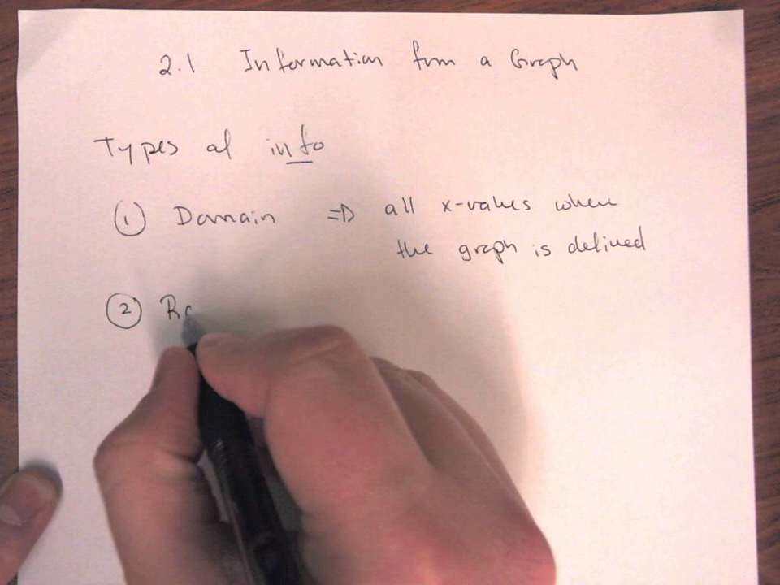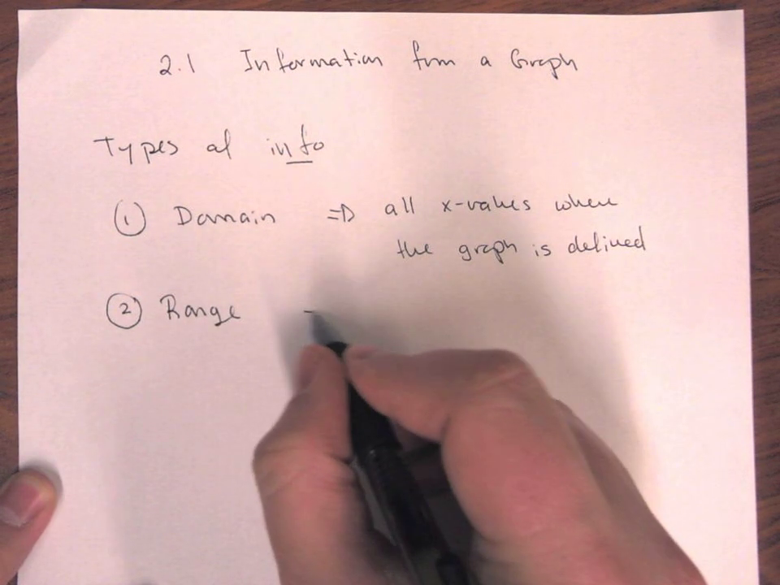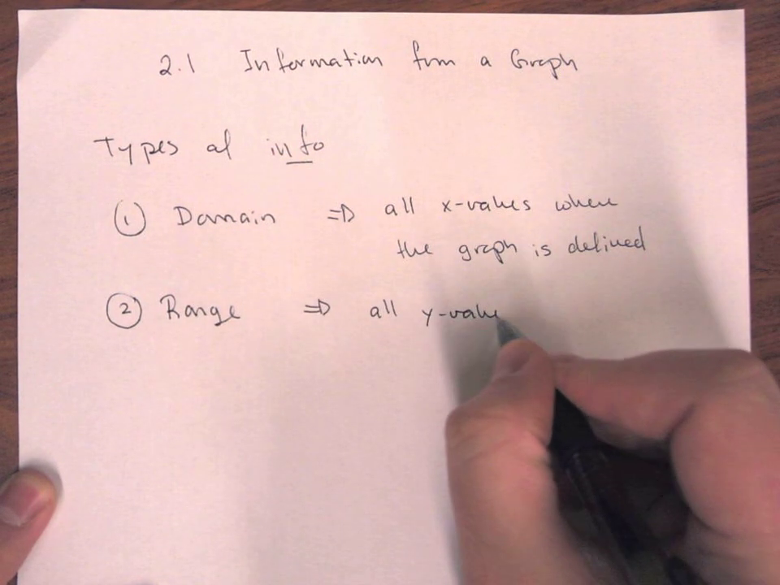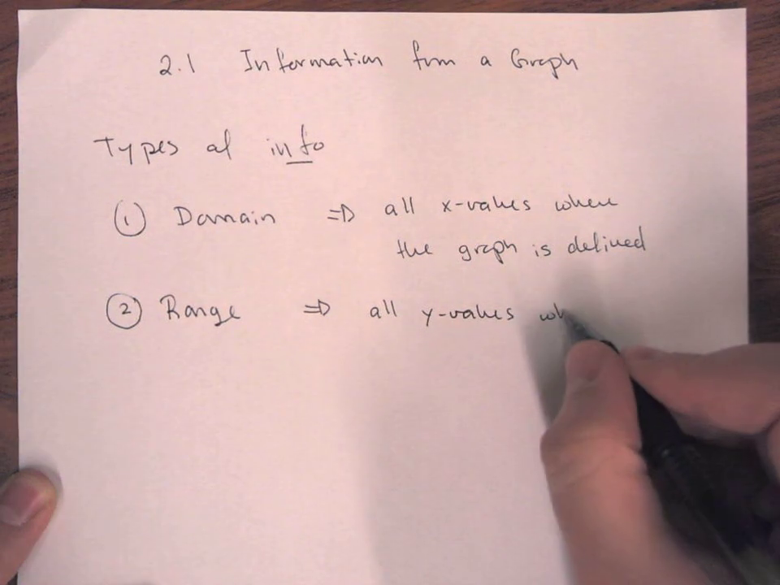We're going to do the exact same thing for the range, right? But our range values are going to be all of our y values, all the vertical values where the graph is defined.